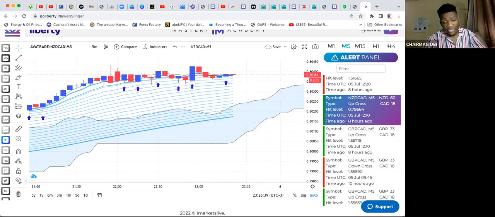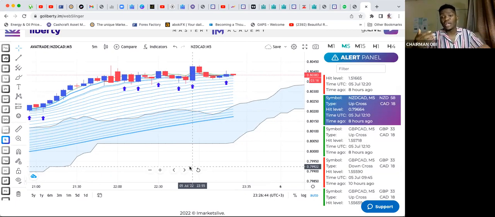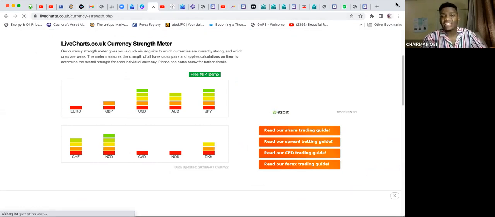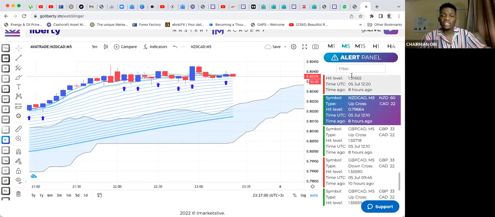When I started using Webslinger, newly, I used to feel like I want to do it fast, right? I want to do fast. But then again, I realized that it's more of a patient thingy.